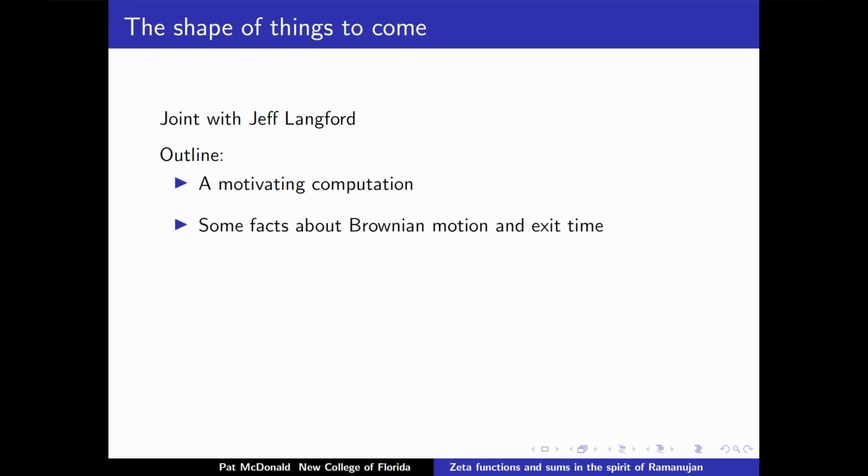Then I'm going to mention some facts about Brownian motion and exit time. Following that, I'm going to talk about geometric invariants, and these invariants are best understood using probability theory. Then I'm going to write down some curious sums. It turns out that some of them have appeared in print before in the work of Ramanujan and others. They have a long history. I'll say a few words about that.